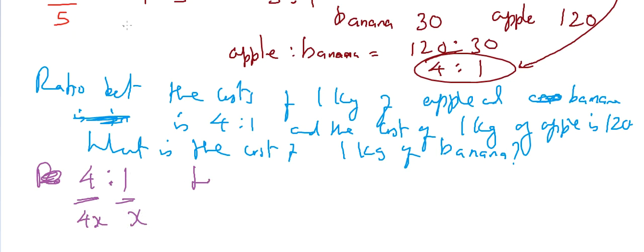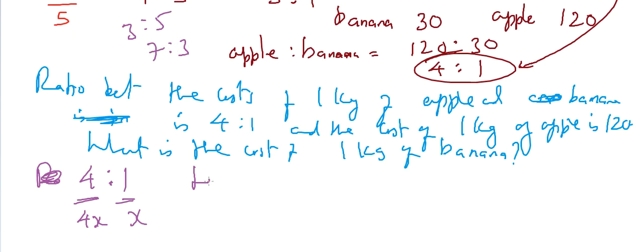Okay, say for example, the two quantities are in the ratio say 3:5. We can take the first quantity as 3x and the second quantity as 5x. Similarly, if the ratio is say 7:3, we can take the first quantity as 7x and the second one as 3x, or 7k and 3k. Okay, any variable you can use.